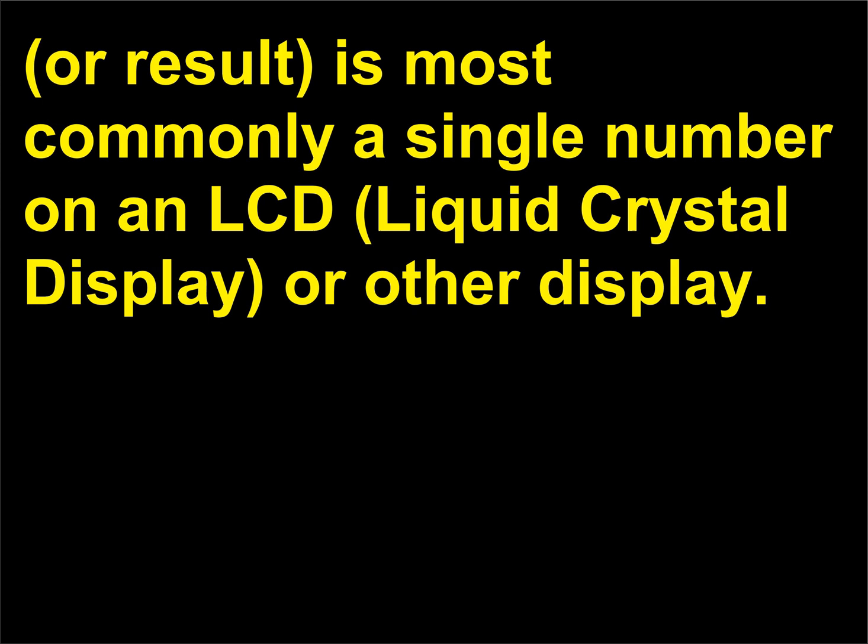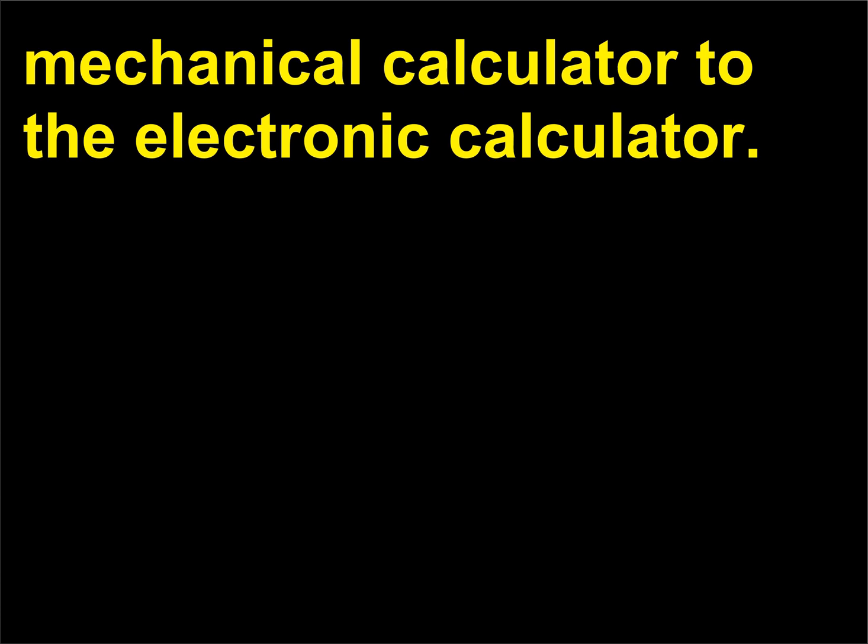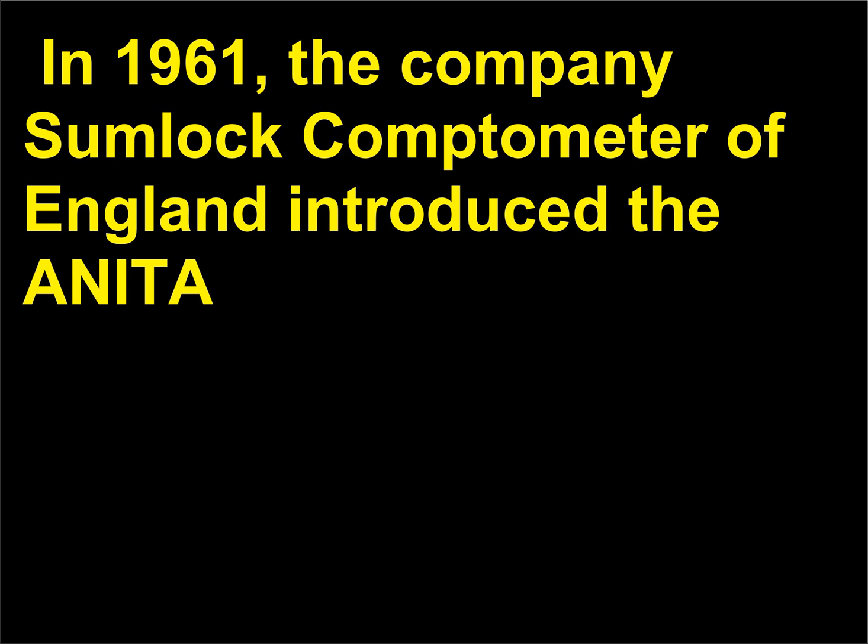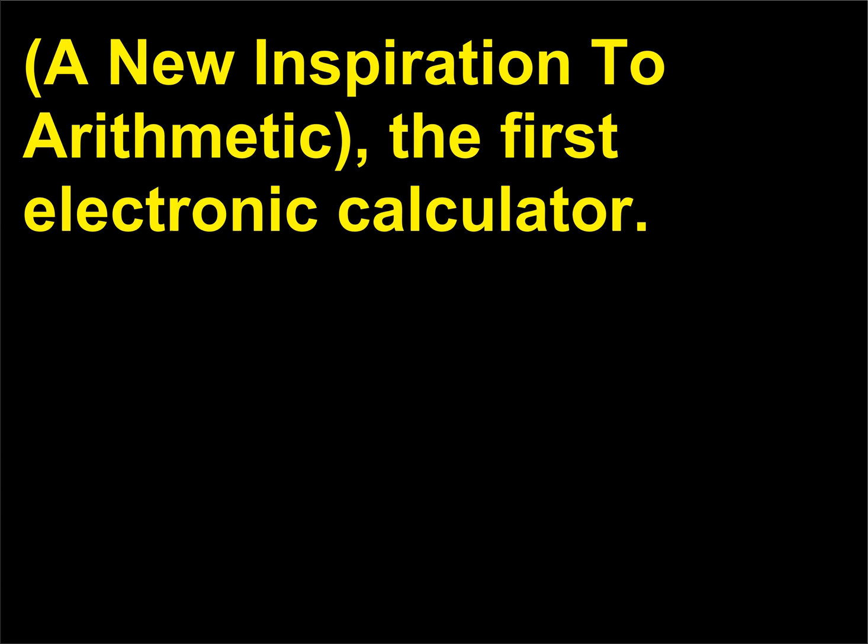It took a long time to go from the electronic motor-driven mechanical calculator to the electronic calculator. In 1961, the company Sumlock Comptometer of England introduced the Anita, a new inspiration to arithmetic, the first electronic calculator.